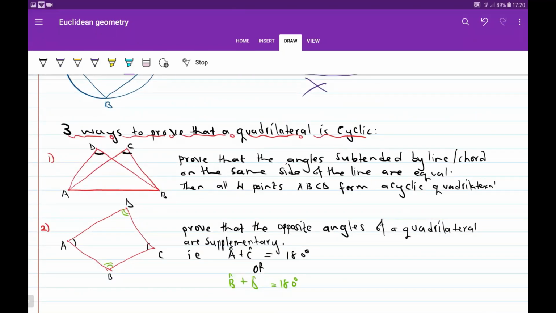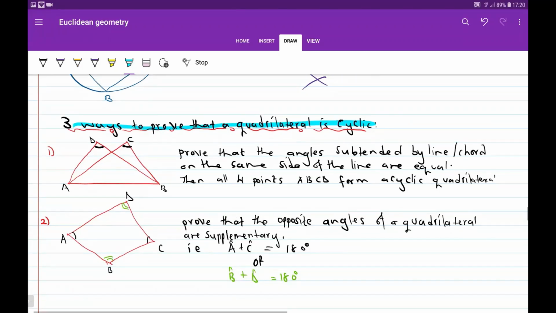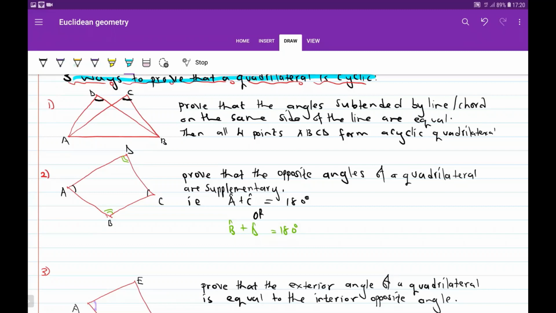Then 3 ways to prove that a quadrilateral is cyclic. Way number 1, or approach number 1, you have to prove that the angles subtended by a line on the same side of the line are equal. In other words, we have to prove that angle D here equals angle C, since both of them are subtended by AB. So if you succeed in proving that D equals C, then that means the 4 corners, which is A, B, C, D, would actually form a cyclic quadrilateral.